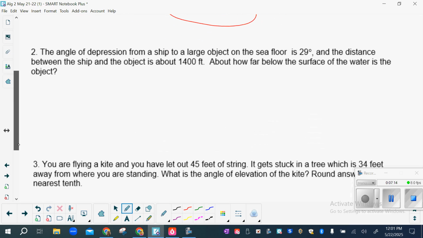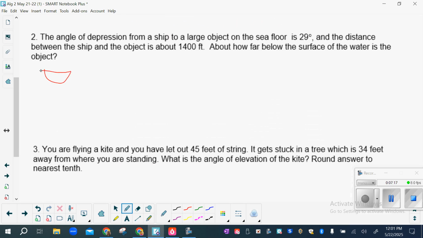So this is my ship. Sorry, I'm not a great artist. And here's the water. And we want an angle of depression from a ship to an object on the bottom. I'm going to put object here for the object. Where's the sail? So the angle of depression, so let's go ahead and draw that triangle. So we've got a triangle that goes here, here, here, upside down triangle. So this is our angle of depression. It is 29 degrees, always with that horizontal.